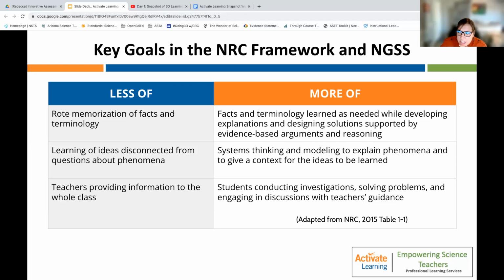One of the key shifts with these recent standards is really moving away from memorizing discrete facts and terminology like vocabulary. These standards are not just about vocabulary anymore. So we're shifting away from that and towards explaining phenomena and solving problems using the 3 dimensions, which are the disciplinary core ideas, the cross-cutting concepts, and the science and engineering practices.